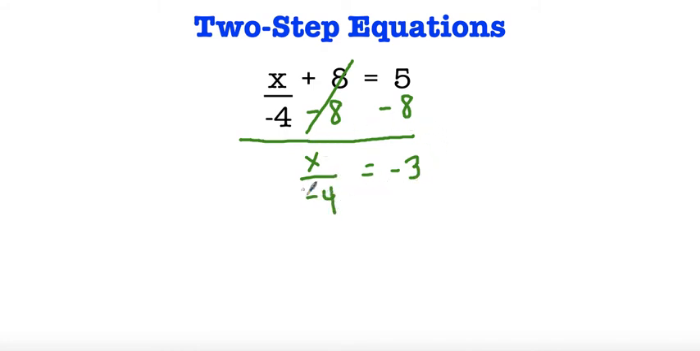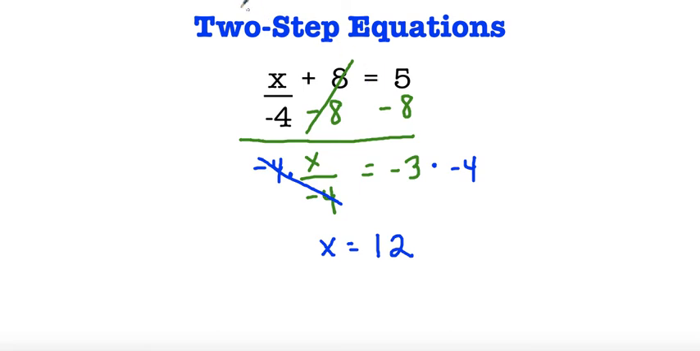And since this is division, the inverse operation is multiplication. So to isolate our x, we're going to have to multiply by -4 on both sides. So these cancel out, times -4. So x is equal to -3 times -4, which is +12.